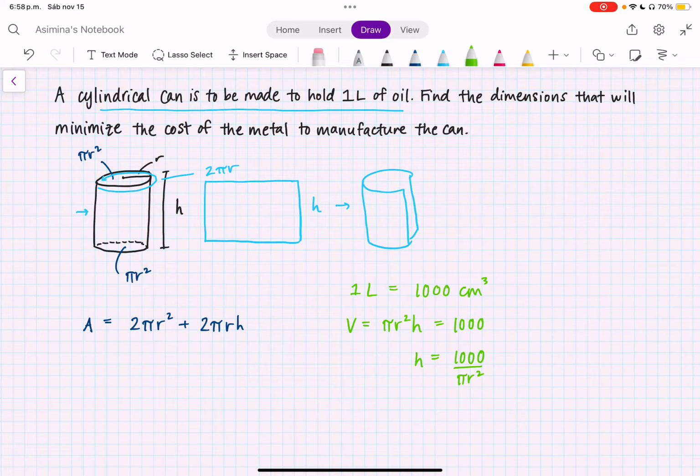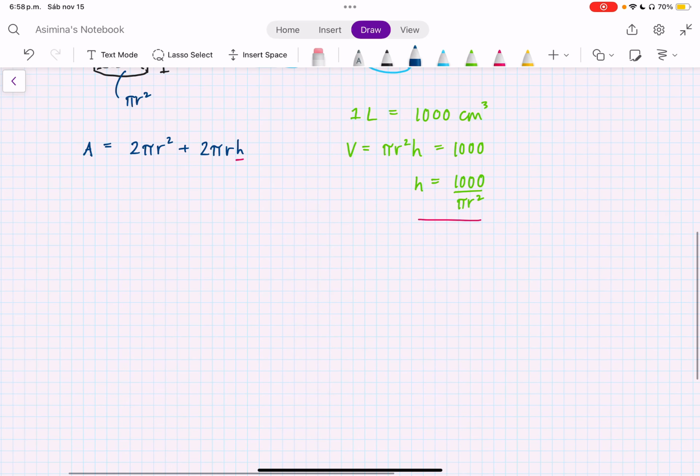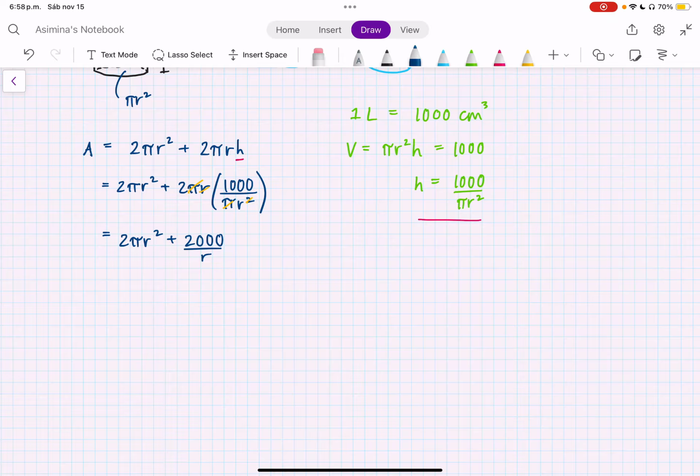Now we can substitute this value for h. So what do we get? We get that the surface area is 2 pi r squared plus 2 pi r times 1,000 over pi r squared. So we're going to have some cancellation here. This is 2 pi r squared plus 2,000 over r. Great. So we have this function of the area in terms of the radius.